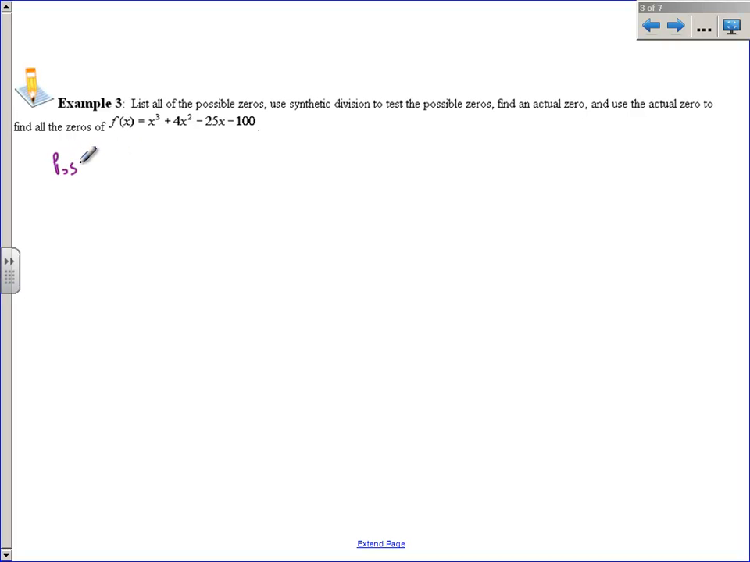So the possible rational roots are going to be, we're going to list all the factors of negative 100 we can think of. Plus or minus 1, plus or minus 2, plus or minus 4, plus or minus 5, plus or minus 10, plus or minus, I think bigger than 10. Does it go to 25 here? I think it does, because 10 is the square root.